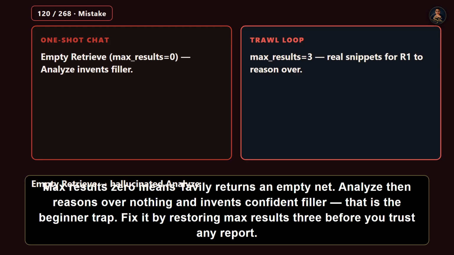Max results 0 means Tavily returns an empty net. Analyze then reasons over nothing and invents confident filler. That is the beginner trap. Fix it by restoring max results 3 before you trust any report.